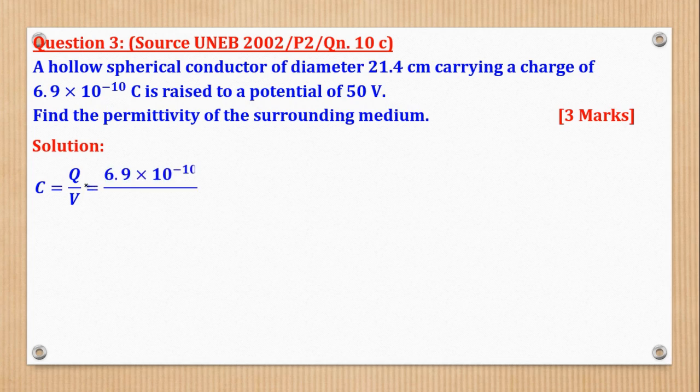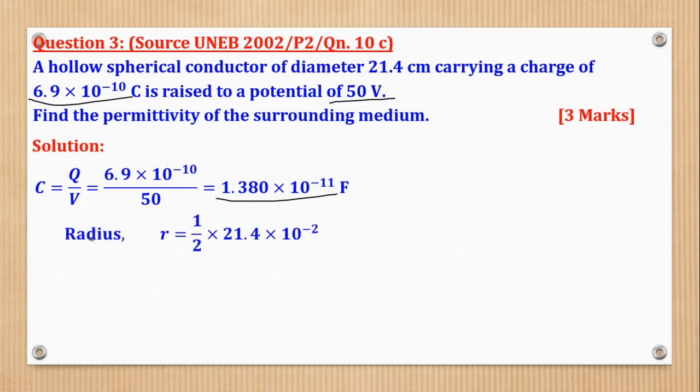So here the permittivity, what you shall do, first get capacitance because you know the charge and you also know the potential. So we can divide to get the C, which is this. Then from there we shall say, what is the radius? Radius will be, because they told you diameter is this, therefore radius will be half of that. But it has to be converted to meters. That's why you multiply by 10 to the power negative 2 to give you this as the radius.